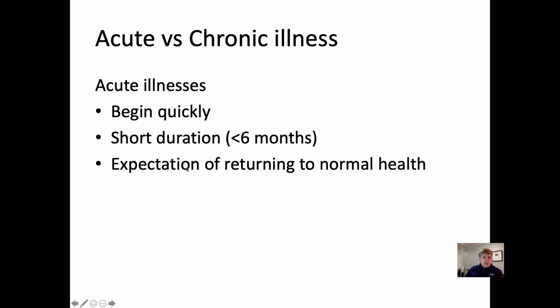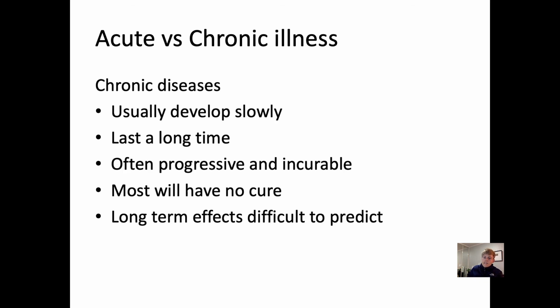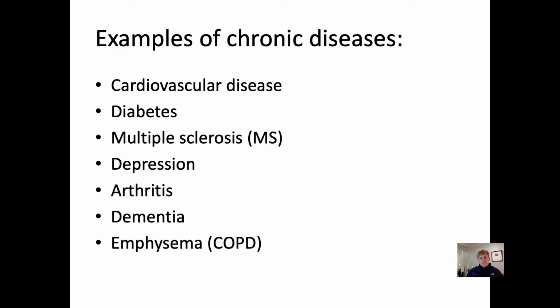Okay, so the features of acute illness. So features of acute illness are it begins quickly, it typically lasts for a short duration, so less than 6 months, and there's an expectation of returning to normal health. This is in contrast to what we understand as chronic disease or chronic illness, which usually develops slowly, lasts a long time, often progressive and incurable. Most will have no cure, and there are long-term effects which are difficult to predict. Some examples of chronic disease include cardiovascular disease, diabetes, depression, arthritis, and dementia.